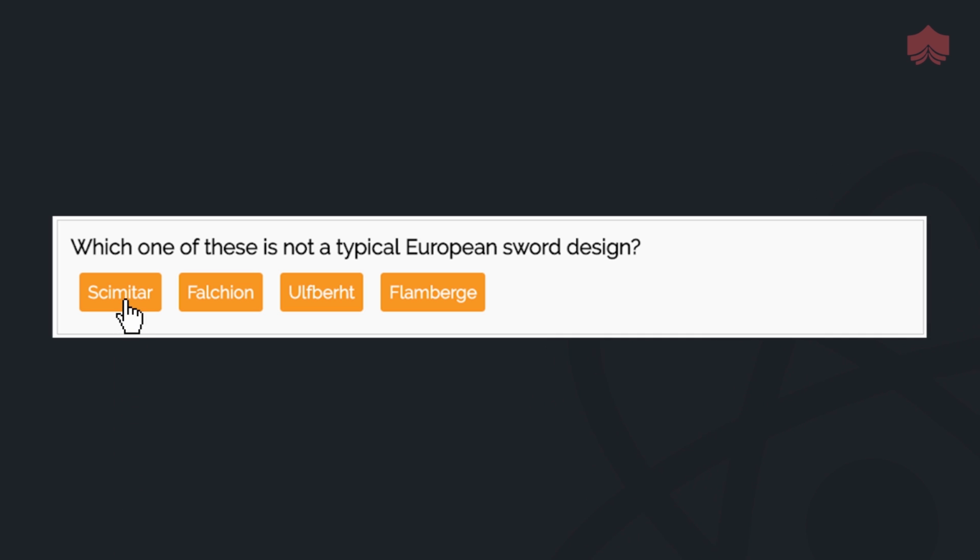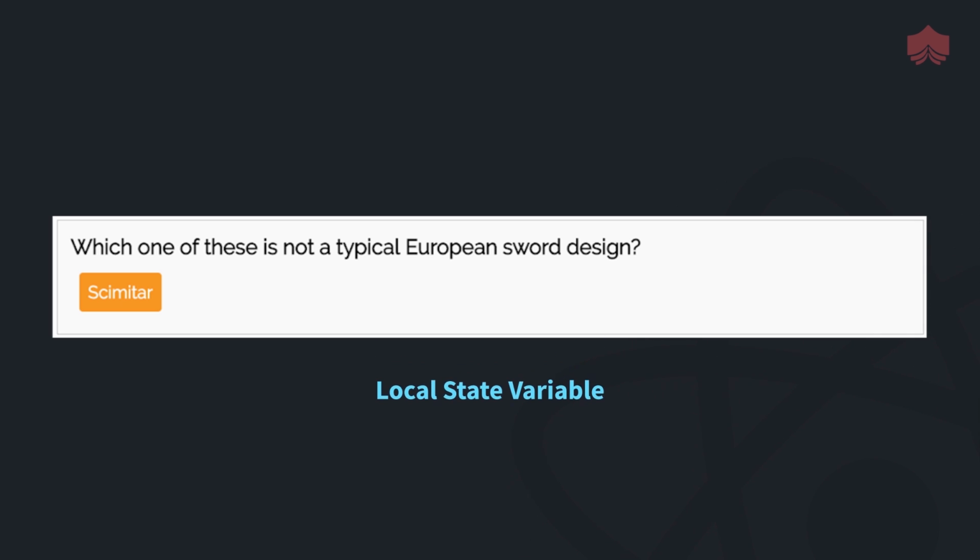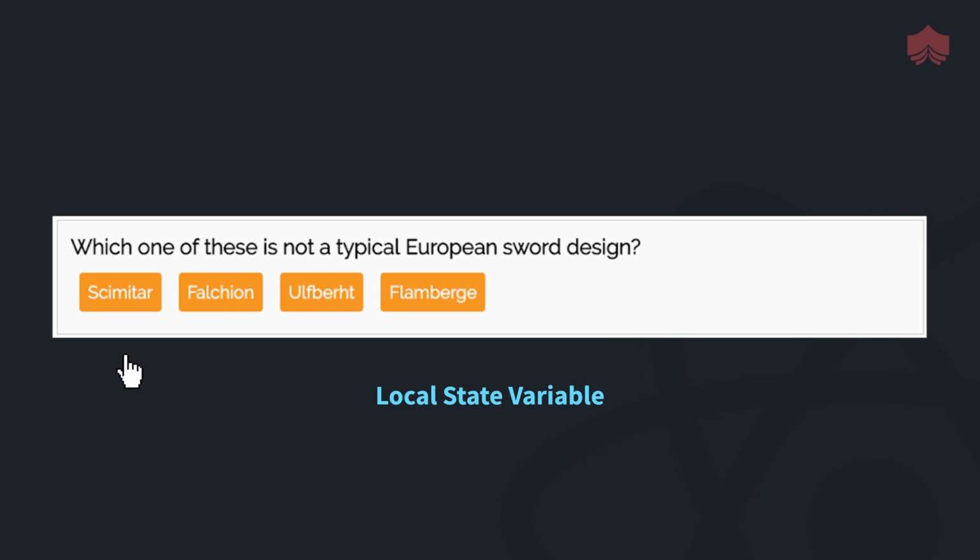Now, when a user presses one of these buttons, we want the rest of the buttons to be removed from the UI. This can be done by using a local state variable to hold the options array when the QuestionBox component is created. We can use this state variable to render a set of buttons. When the user picks an answer, we can simply replace this array with just the chosen answer, causing the option buttons to be removed from the UI.